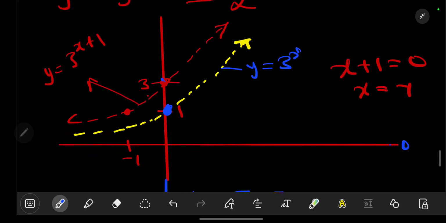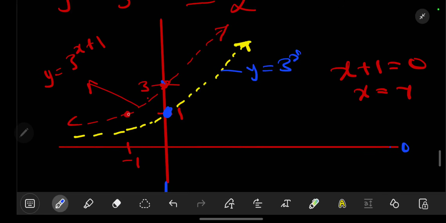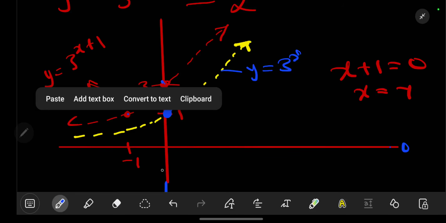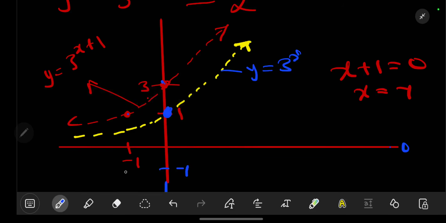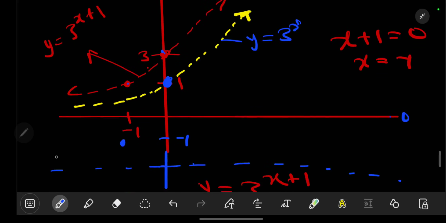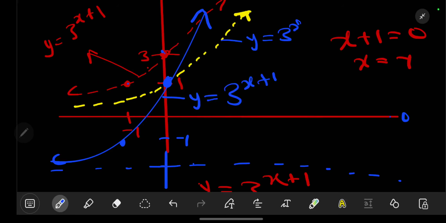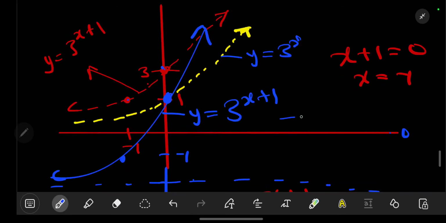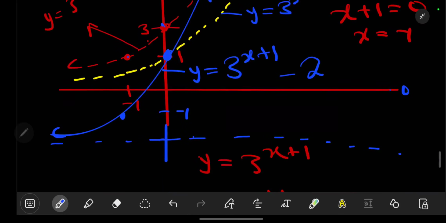Then we have what other point? The other point is this one, which is 1. 1 minus 2 is going to give us a negative 1. So we have a negative 1 here. Our final graph will look something like this. This is our graph of y equals 3 to the power x plus 1, then we have minus 2 like that. So this is our answer for that problem.